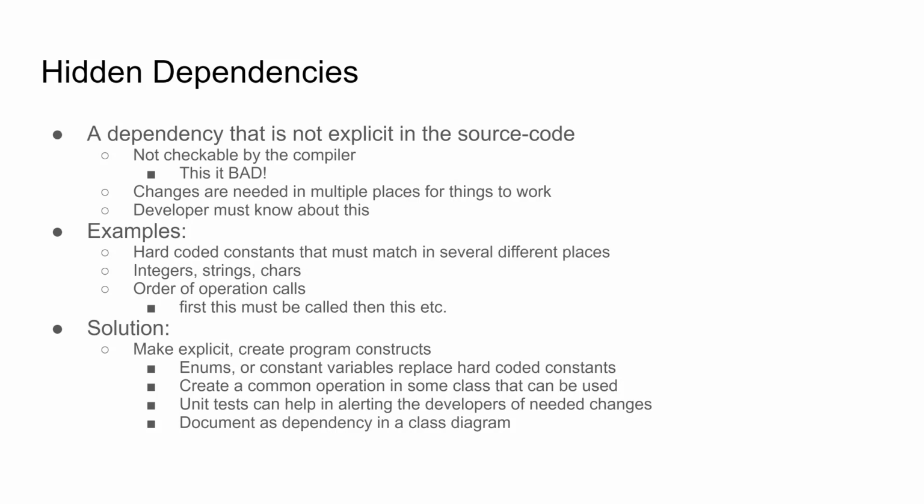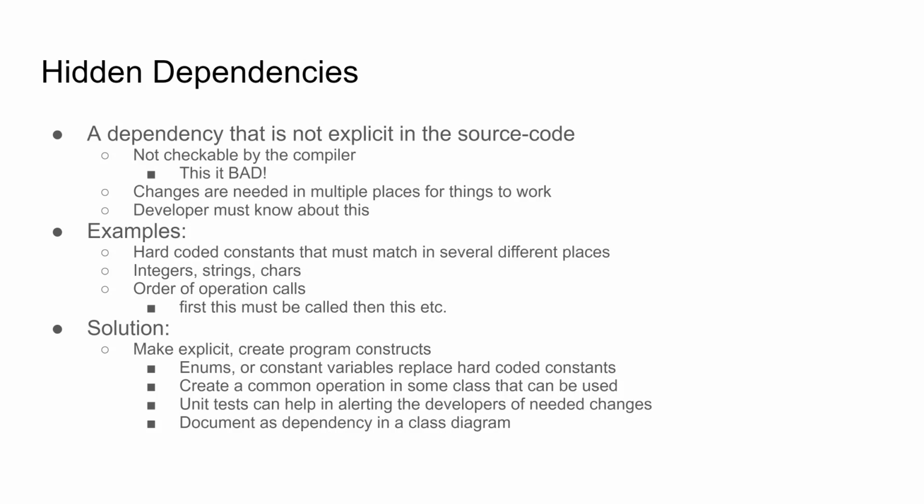Basically, it indicates that you will need to change something in several places in the code base for things to work. And the developer must know about these places, because if the developer does a change in only one place, you will have some kind of bad behavior of the system when it runs. So as a developer, I must remember, oh, if I change this in this place, I must remember to change it in several other places.